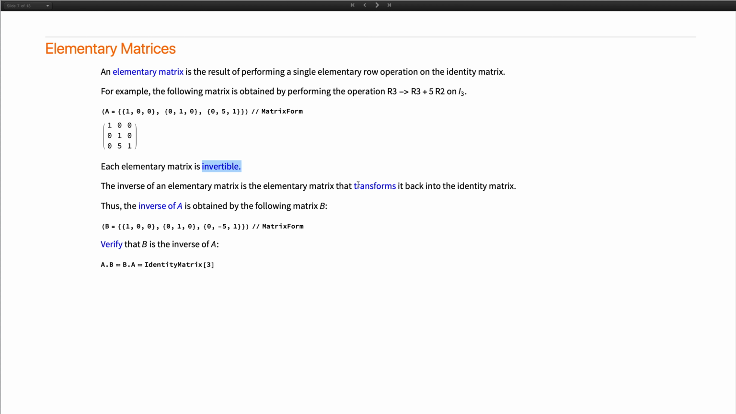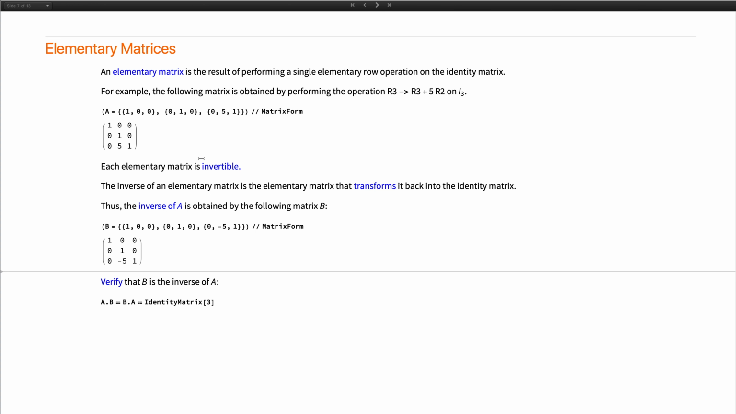Basically what you do is you try and transform it back to the identity matrix, and that's very simple. What you do over here is you simply replace the 5 with a -5. And let's check that you actually have an inverse. And of course, that seems to be true over here.